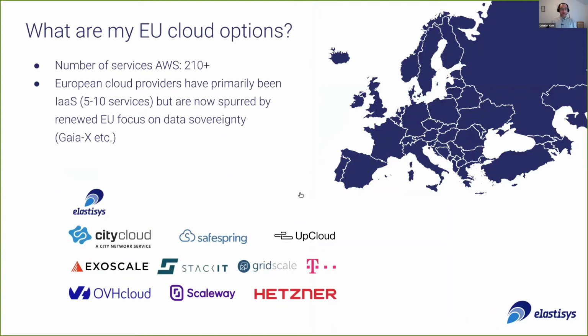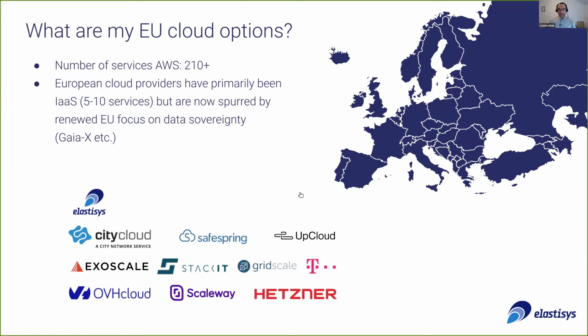So the good news is that you have quite a lot of options in the EU for public cloud providers. The bad news is that they generally have a lot fewer services than the big American cloud providers. AWS, for example, has some 210 services, whereas a typical European cloud provider has maybe 5 to 10 services, which are generally focused on infrastructure and storage, so very, very low level. But of course, there is a renewed focus on data sovereignty, which might bring the European landscape on par with the US-based cloud landscape.